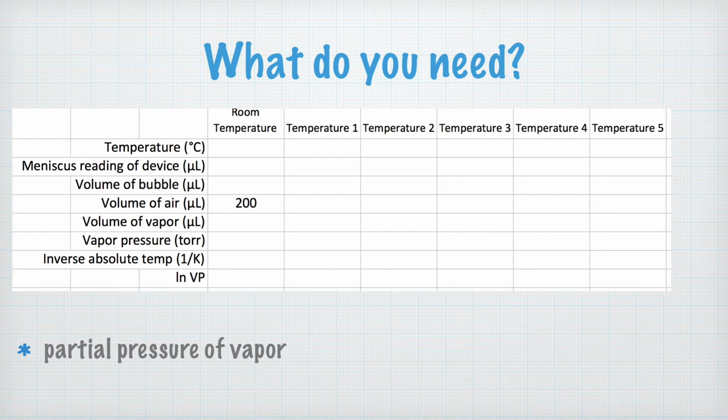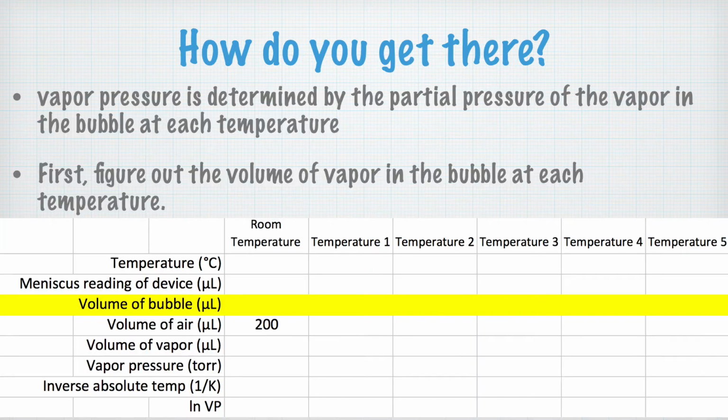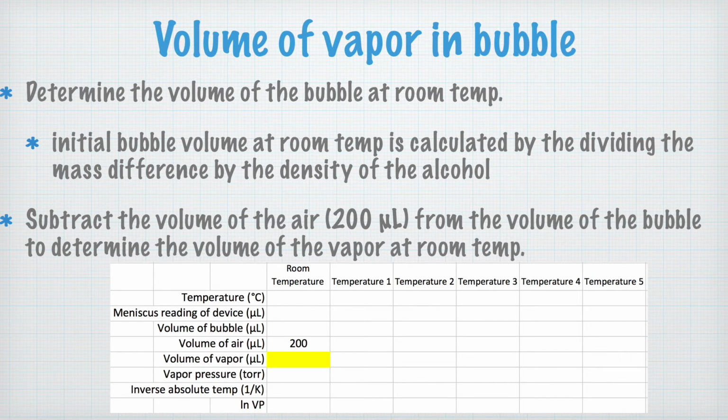So let's turn to the first thing that we need to do, which is the volume of the bubble there at room temperature. Okay, so to figure out that first volume bubble, we need to go back to those mass differences. So the difference in the device after it has the bubble added. So that difference then is a mass, which you can convert to volume by just dividing by the density of the alcohol. Okay, and that will give us that first bubble volume. And then we can figure out the vapor pressures after we do a couple more manipulations.